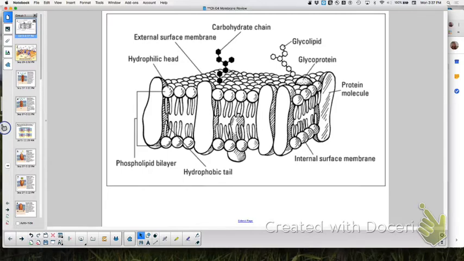Then the proteins, some are integral, where they go all the way through, or they're embedded in, and then some are peripheral, where they're just on one side, or on the outer edge. Okay?